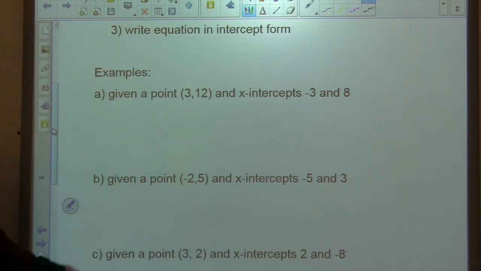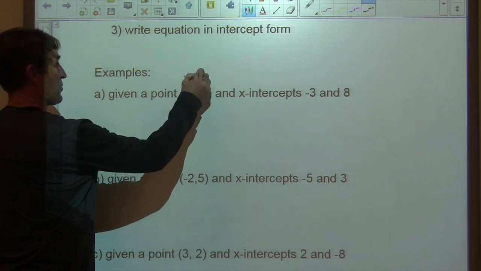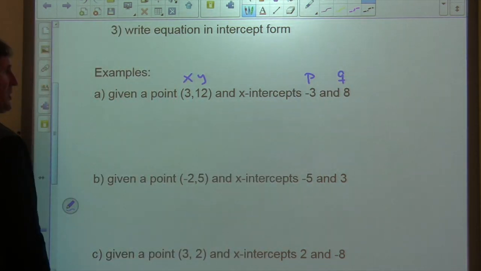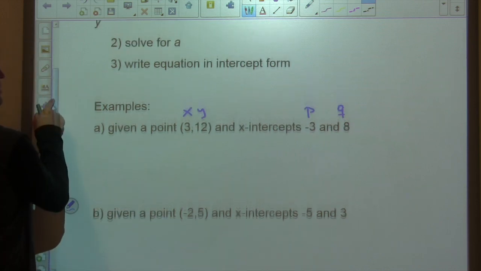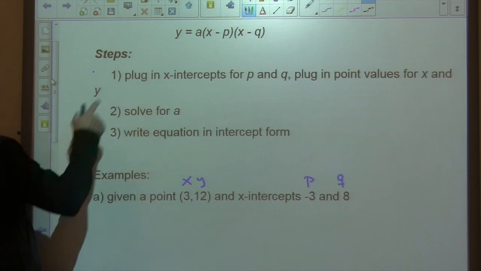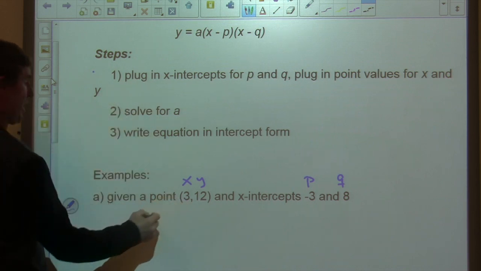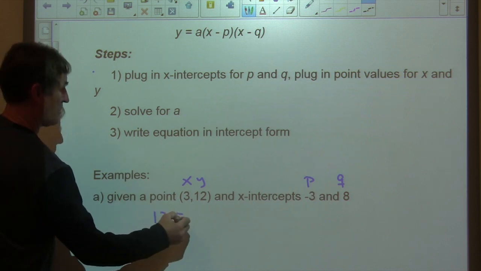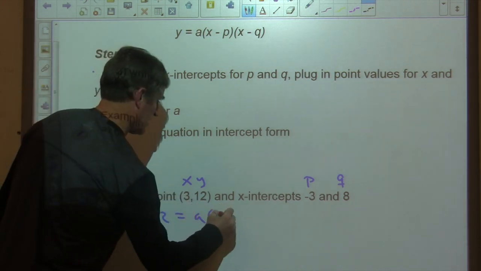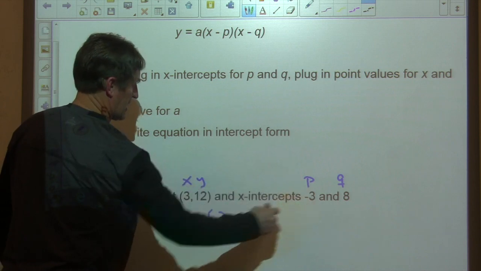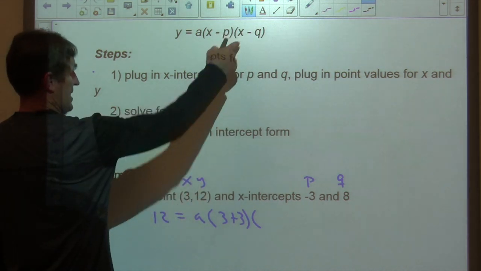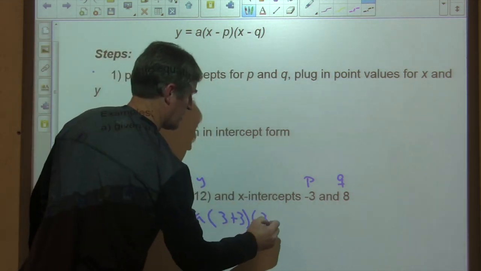So, example. Given the point 3, 12, so that's my x, y. This is my p, q. Really doesn't make any difference which one you call which. And so now we plug it into our equation. y equals a times x minus p times x minus q. So in this case, our y is 12 equals a. Our x is 3 minus p, but minus a negative 3 becomes plus 3. And then again, it's x again, so again we plug in 3 minus 8.